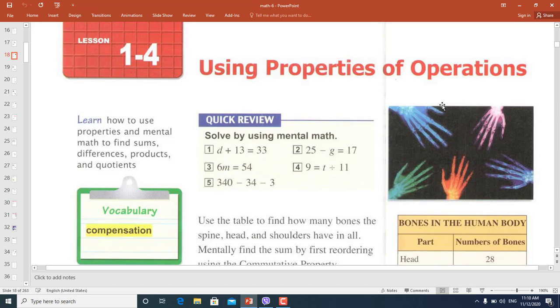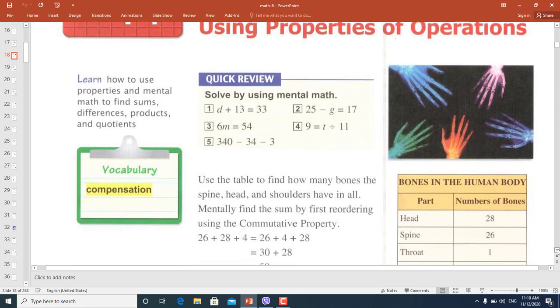Today I am going to explain lessons 4, 5, and 6 in chapter 1. The first subject, in lesson 4, is using properties of operations. From this lesson we learn how to use properties and mental math to find sums, differences, products, and quotients. Look at this table.